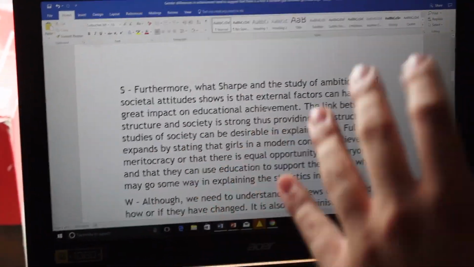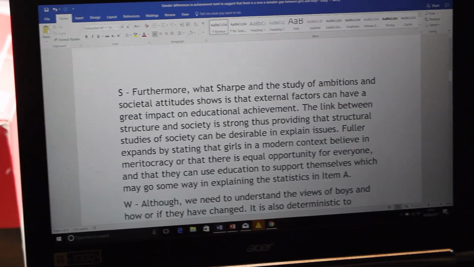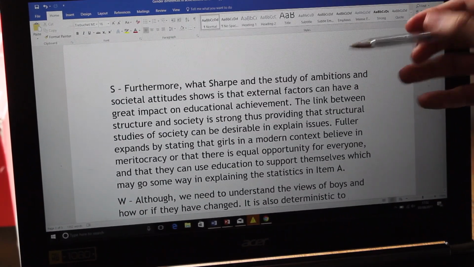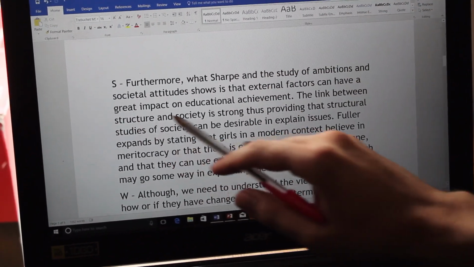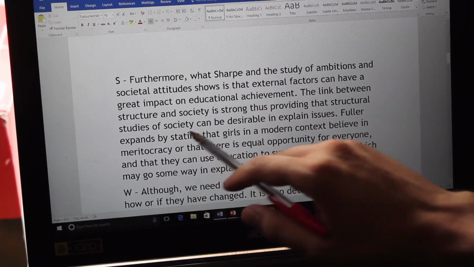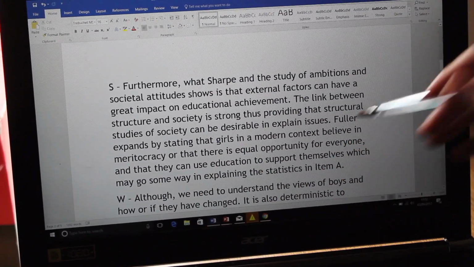So I've explained how that theory is relevant for my essay and how it could be linked to the argument. This link between structure and society is strong, thus proving that structural studies of society can be desirable in explaining issues. Again, it's quite wordy.